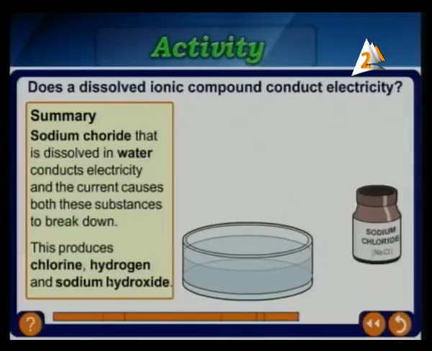Sodium chloride dissolved in water conducts electricity, and the current causes the substance to break down. This produces chlorine, hydrogen and sodium hydroxide.